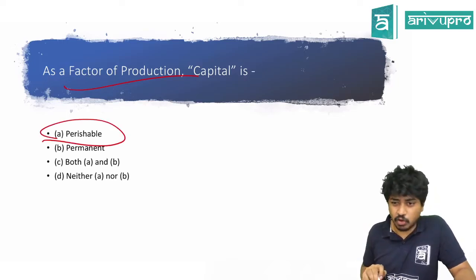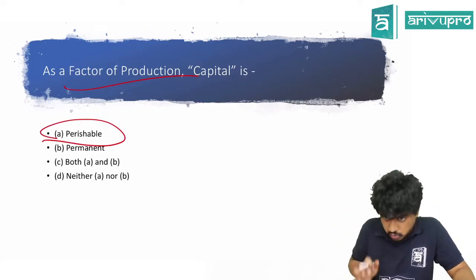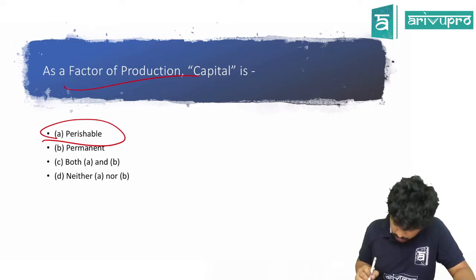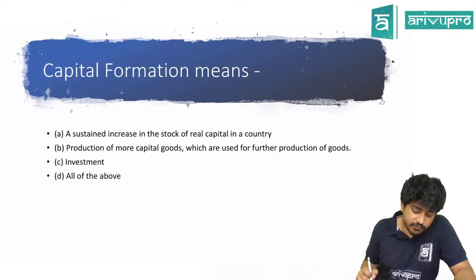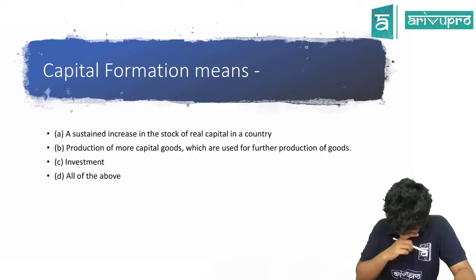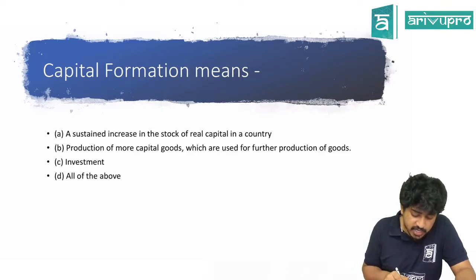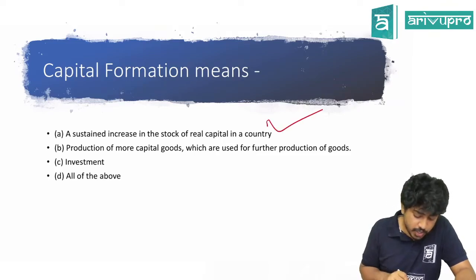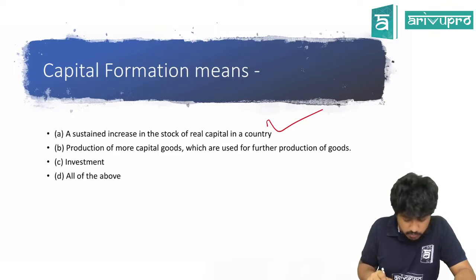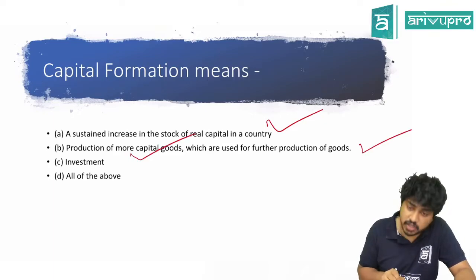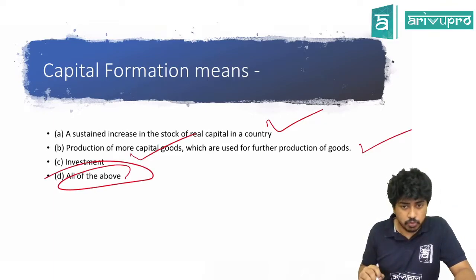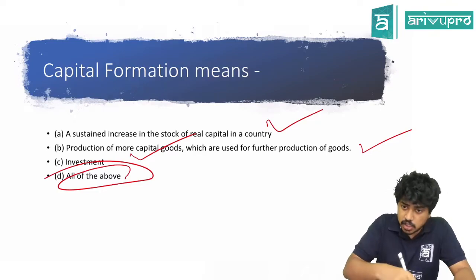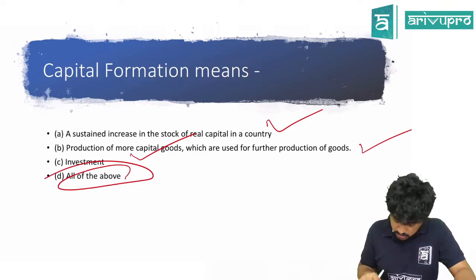Perishable. Machines will get worn out, right? That is what it is. Capital formation means what? Sustained increase in stock of real capital of India. Correct. Production of more capital goods, which can be used for further production of goods. Correct. Investment. All of the above. Right. So capital formation can be spelt out in three different ways.